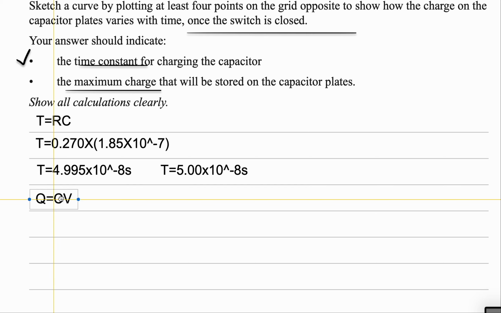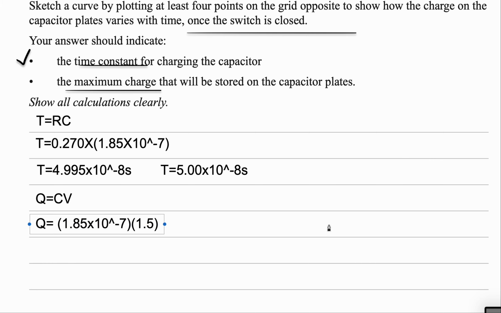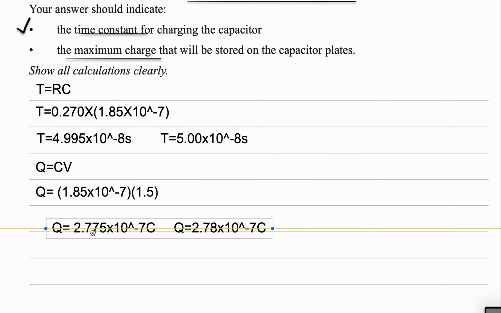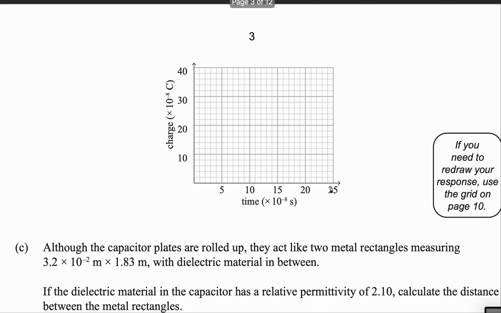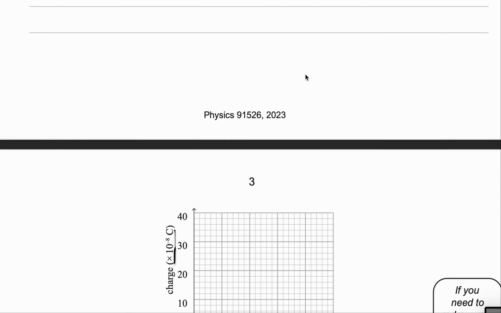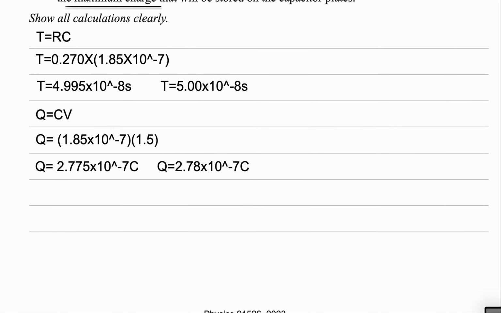Now we just need to show the maximum charge that will be stored on the capacitor plates. That is Q equals CV, so that's charge. Plug in our values, which is that. It gives us the answer of 2.78 times 10 to the power of -7 coulombs. But the graph below is done in times 10 to the power of -8, so that is different to this one. So we shift the decimal point to the right once, and we get the answer of 27.75 times 10 to the power of -8 coulombs.